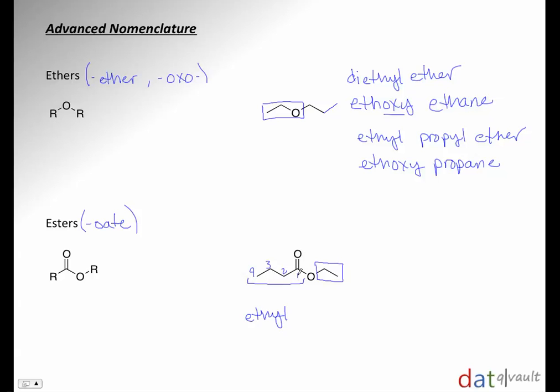Then we're going to take this carbon chain here, which is a butane chain, and we're going to add the -oate to the end of this carbon chain. This is going to be called ethyl butanoate. So the -oate part refers to this part of the carbon chain off of the carbonyl. Again, if we were to add another carbon to it, it would be propyl butanoate. If we were to add a carbon to this side, it would be ethyl pentanoate.